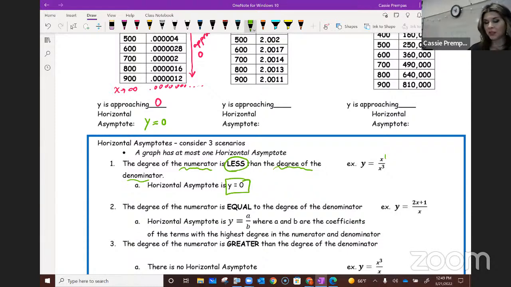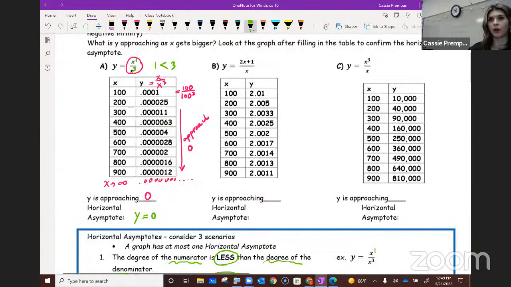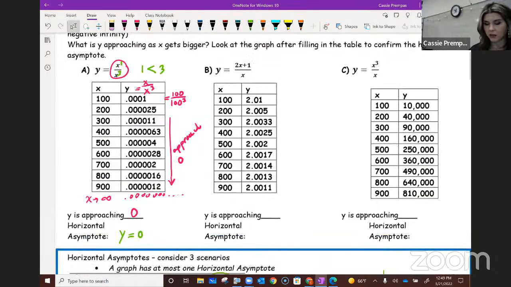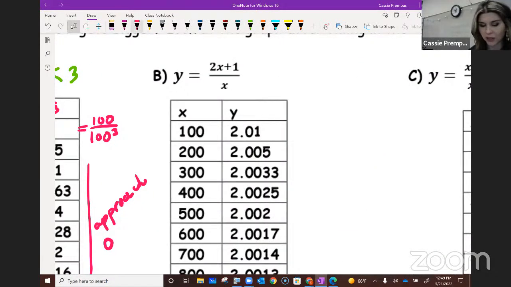Okay, what happens when the degrees don't work out in that way? In fact, look at letter B. If I look at the degree of the numerator, what's the highest exponent of the numerator? What would you say? 1, awesome. And what's the degree of the denominator? Also 1. So in this case, they're equal. The degrees are the same. So let's see what's happening to the y values in this function.